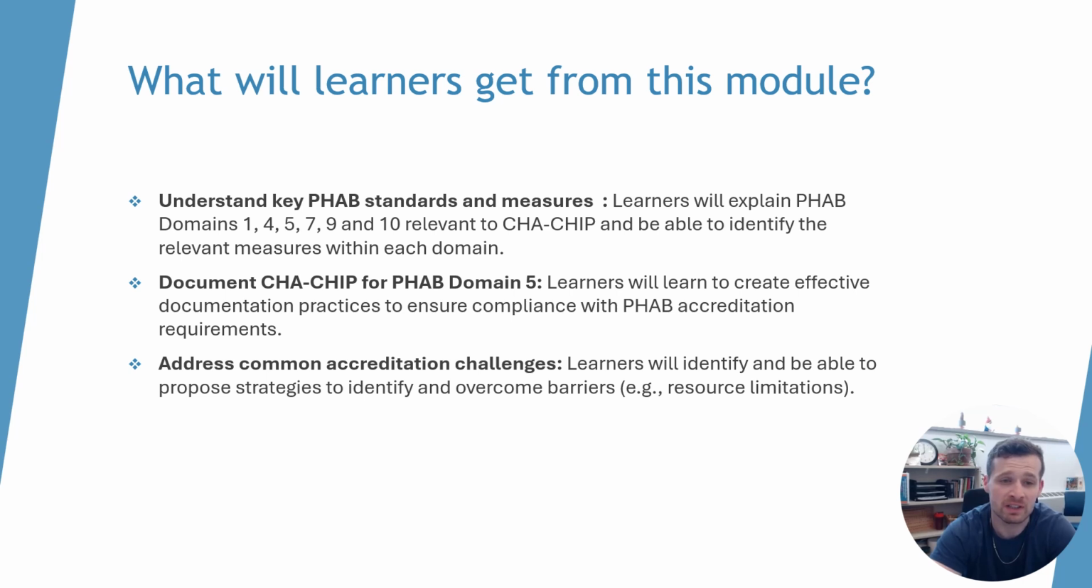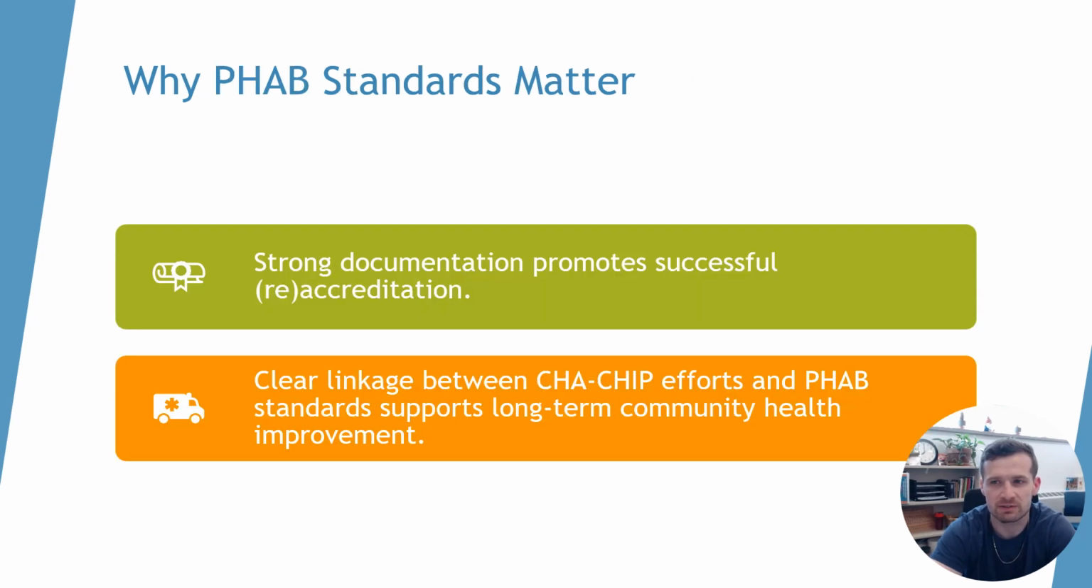Well, you should be able to understand key PHAB standards and measures within those 1, 4, 5, 7, 9, and 10, which relate the most to CHA and CHIP. We should be able to document the CHA and the CHIP for PHAB domain 5. I'm going to go through an example of that one. And then we should at least know a little bit more about how to address common accreditation challenges, to identify and propose strategies to identify and overcome barriers, such as resource limitations.